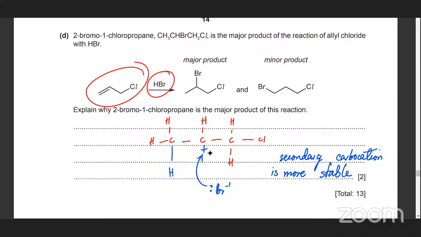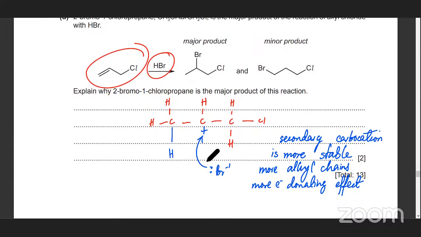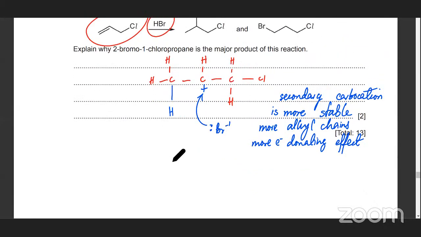I said it's more stable. More alkyl donating, more alkyl chains. So more electron donating effect, which makes it more stable. ठीक है, that's what you're going to write over here. ठीक है, इसके बारे में बताओगे कि जो secondary carbocation है, that's more stable. Markovnikov's rule का हमने पहले भी डिस्कस किया था. And that I think sums up the paper.